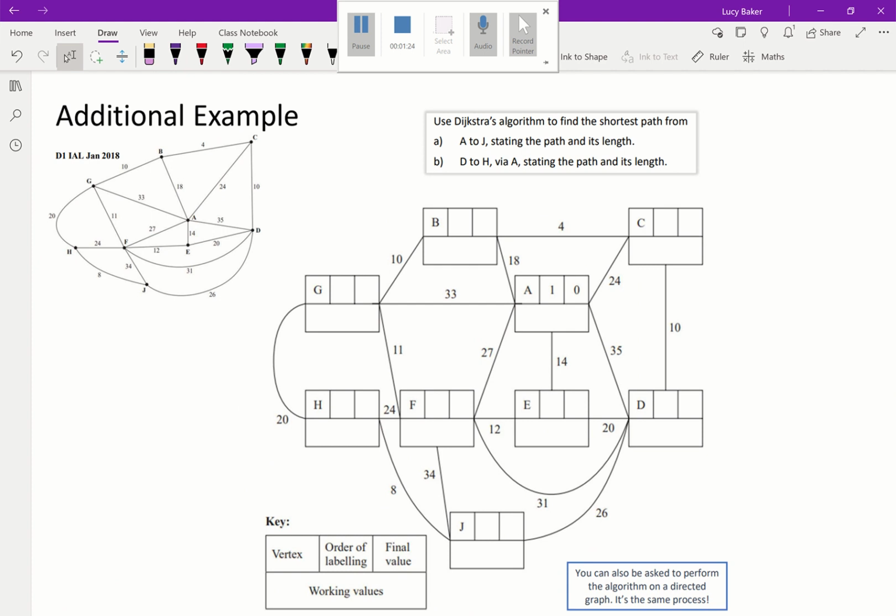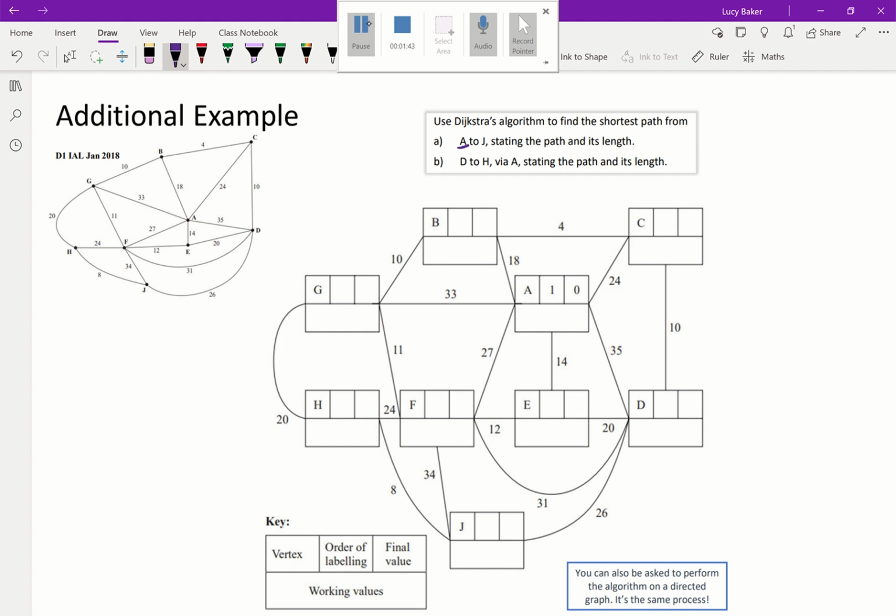So it's always going to be the same thing we're doing. We're always going to start at our starting point. In this case it is A again, so be careful. It might not always be A. We can't assume it's always A. But we're looking here at going from A to J. Okay, we need to find the shortest path from A to J, stating the path and its length.